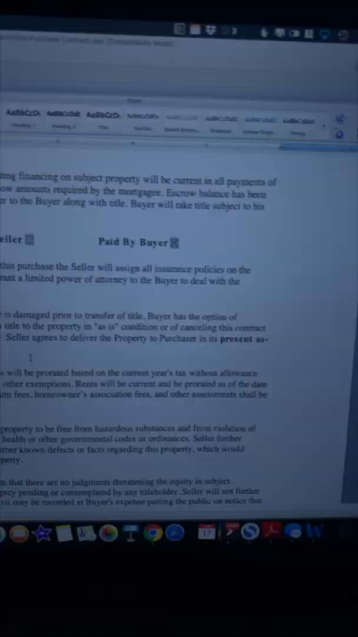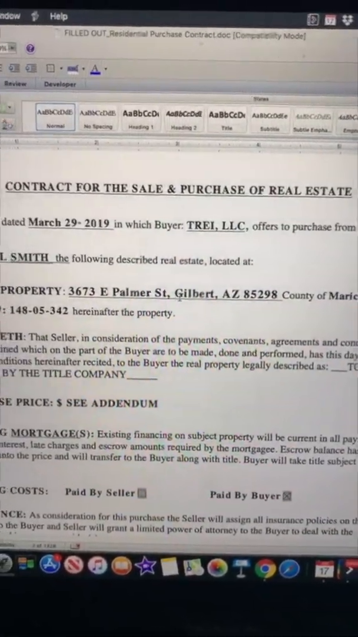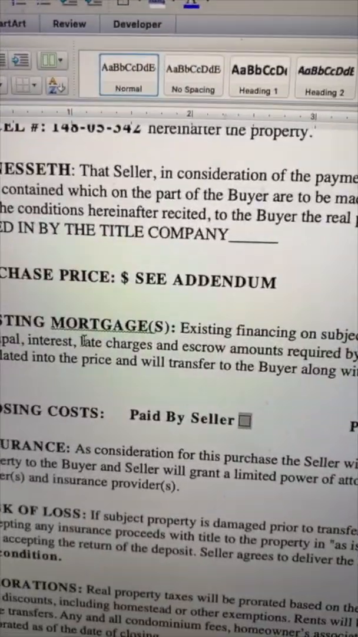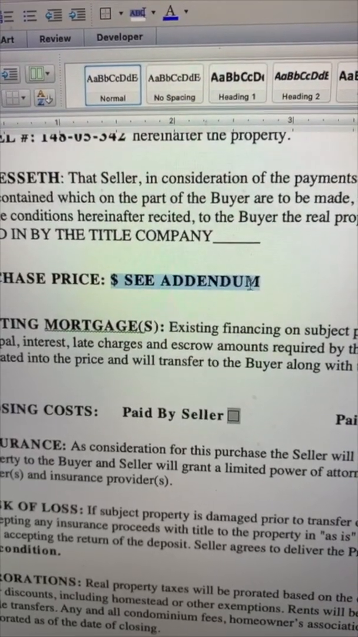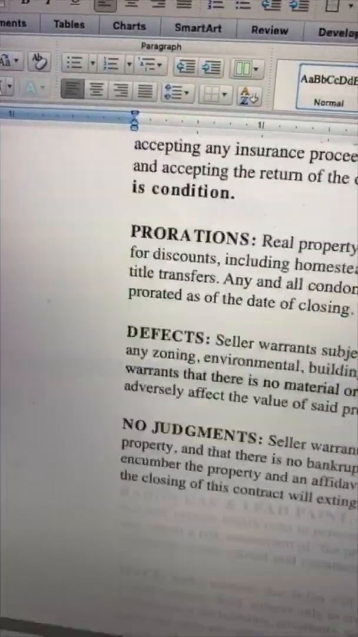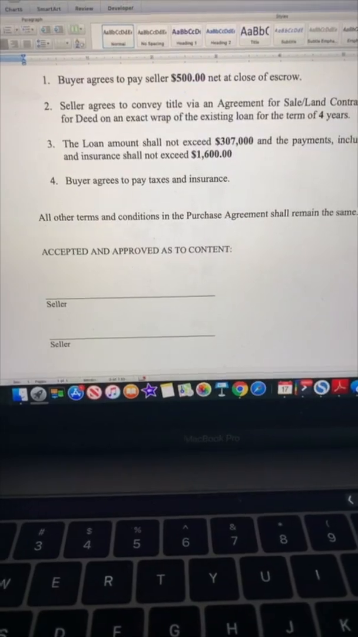Now let's talk about the addendum real quick. This is what's called the wrap addendum. This addendum is on a deal that we did here in Gilbert, which was essentially a retail deal, right here on Palmer in Gilbert. And if you see, it asks what's the purchase price? The purchase price says right here, see addendum. So we have the same contract, but then it goes see addendum. Well, what's on the addendum? This is where the magic happens right here.